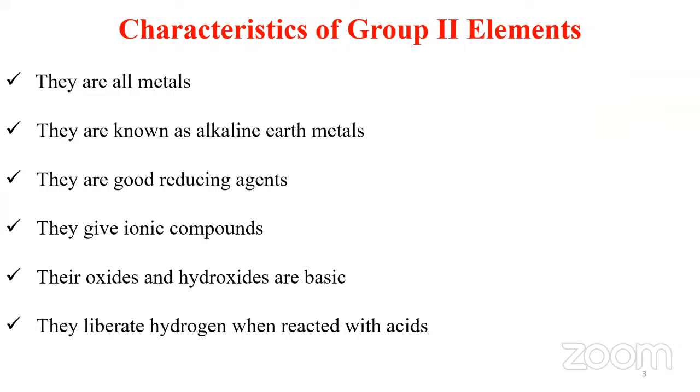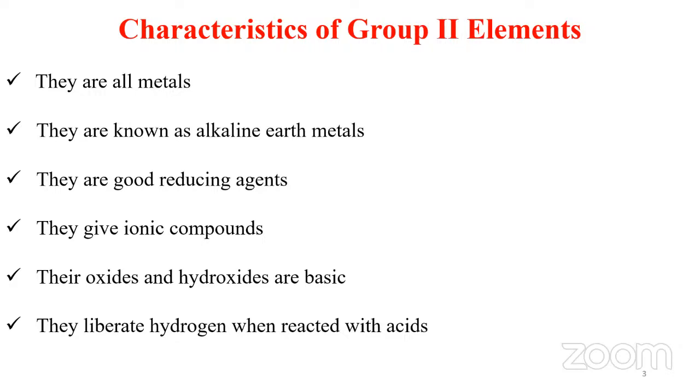So what are some of the characteristics of your group 2 elements? They are all metals. If you remember for our group 1, I told you that, yes, your hydrogen is found in group 1, but we don't say hydrogen is a metal because hydrogen is a non-metal. So that is why we remove hydrogen from the group 1 elements, despite that on the periodic table, you see it among the group 1 elements. So for your group 2 elements, they are all metals. As I said, they are known as alkaline earth metals, while your group 1 elements are known as alkali metals.